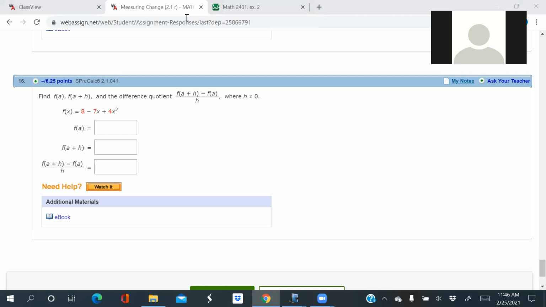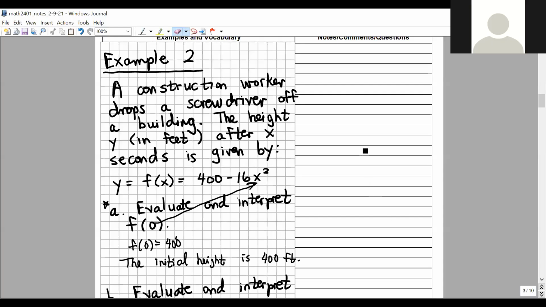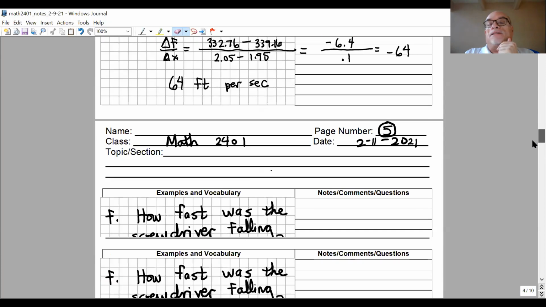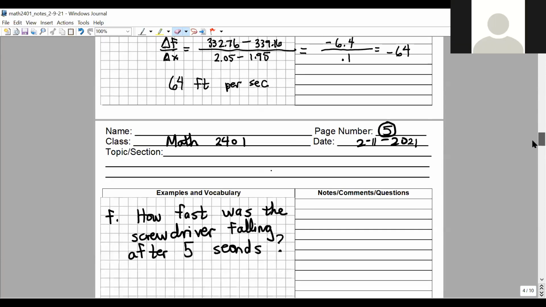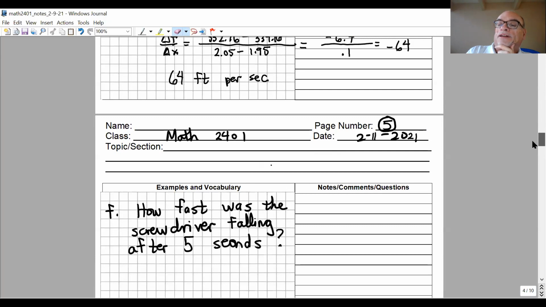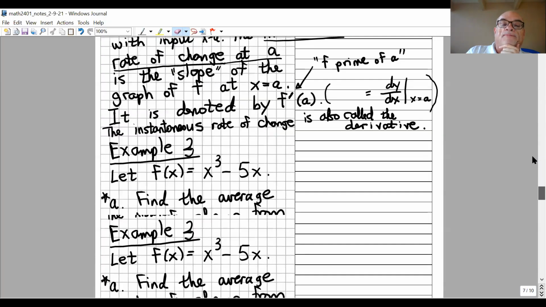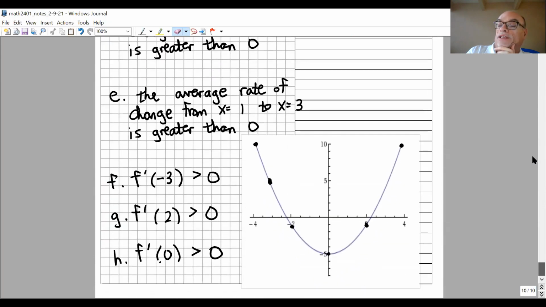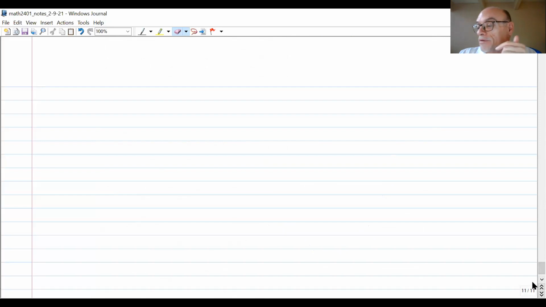Let me change the screen sharing here to the notes that we're going to work on today, which I think is this one. Okay, so remember, this is the example that we stopped with last time. Someone needs to mute their mic for me. Okay, this is that construction worker example, but let's scroll past that so we can get some blank paper here.